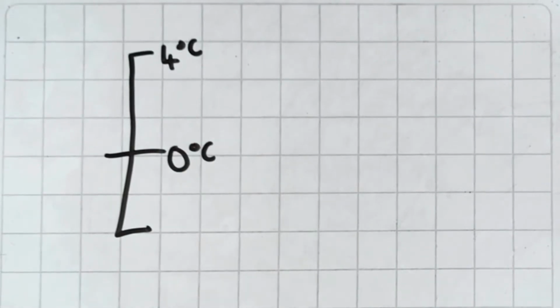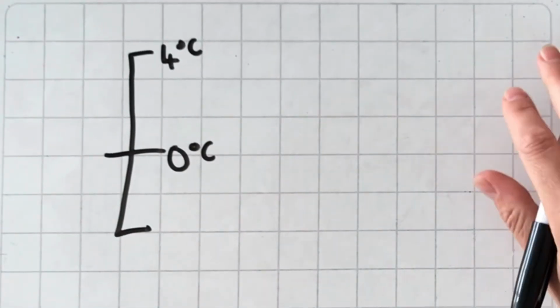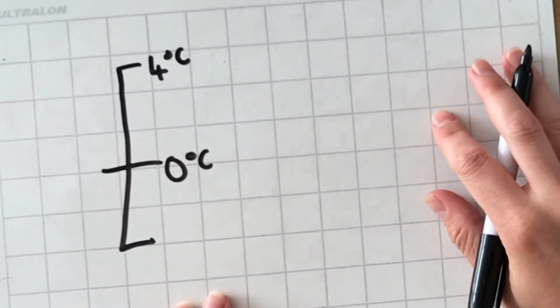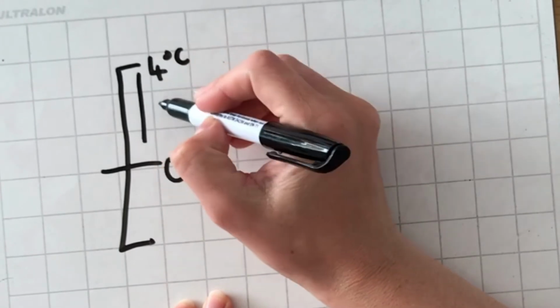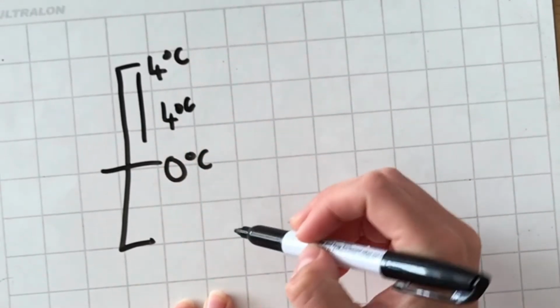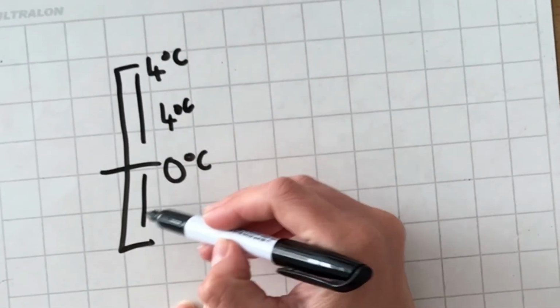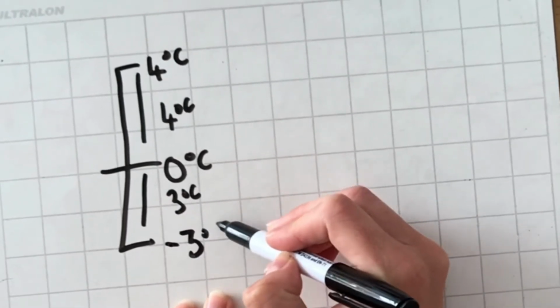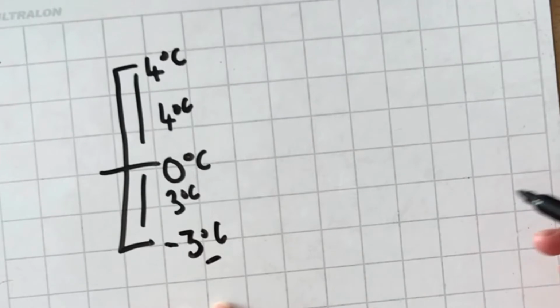Question 23. The temperature in Dublin is 4 degrees and it's 7 degrees lower in London. For these questions it's really helpful to draw out your thermometer. From here to here is 4 degrees. We need to go 7 degrees lower, so we need to go another 3 degrees, which takes you to -3. So the temperature in London is -3.